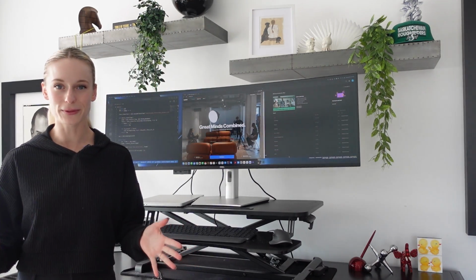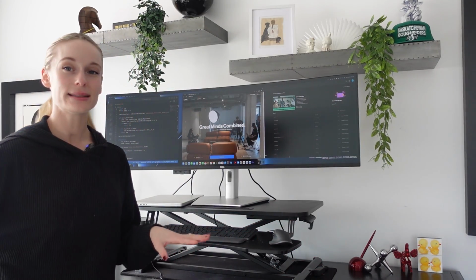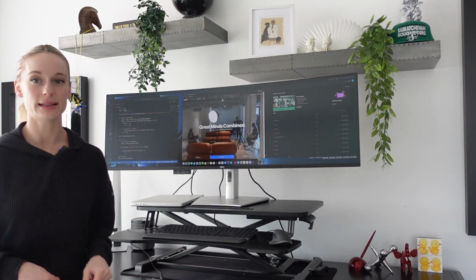I don't stand 24/7. That's a question people ask. They're like, do you always stand while you work? No, I don't. I sit too. The reality is though I needed something that I could put on top of my desk, and that is where the standing mount desk came in.